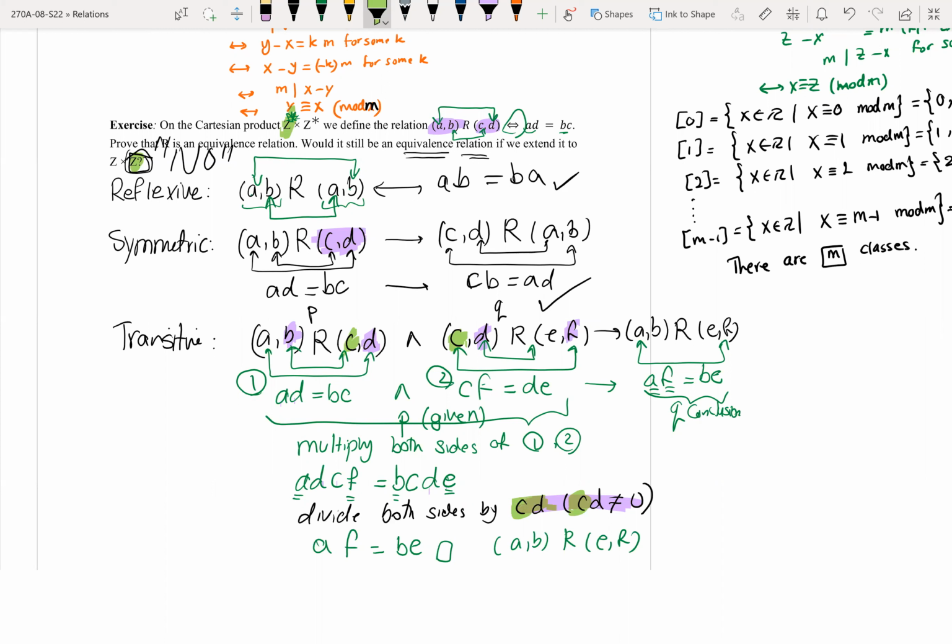If I keep, you mean this way? Yeah, if you keep it that way, that's not transitive. No, but if it is star, then it is. If you put the star, it's transitive. Okay.